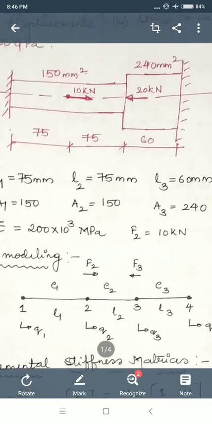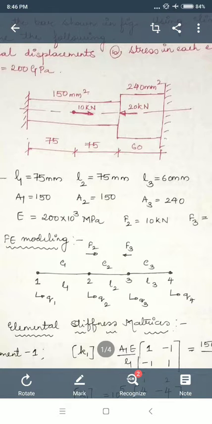In this diagram is given like this. It is a stepped bar. At both extreme ends, the bar is completely fixed, and there are two loads acting. One is 10 kilonewton towards the right side, and there is 20 kilonewton towards the left side.